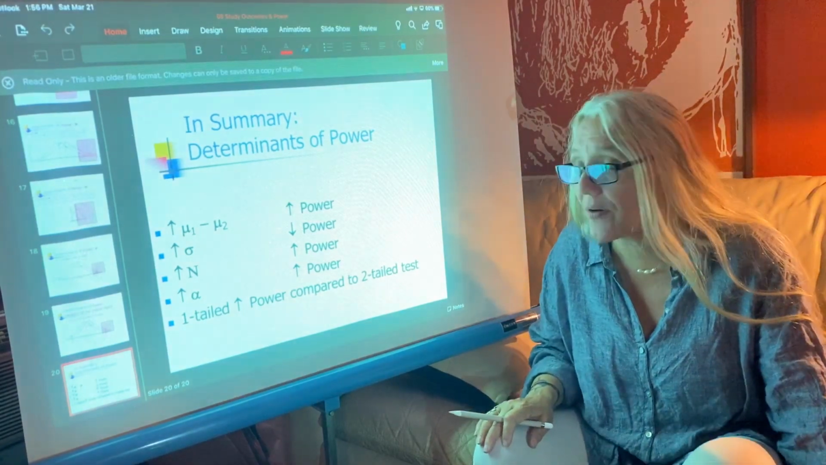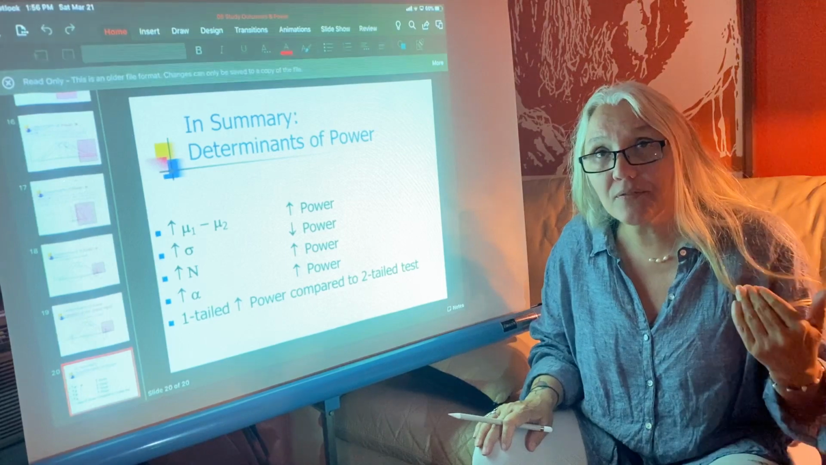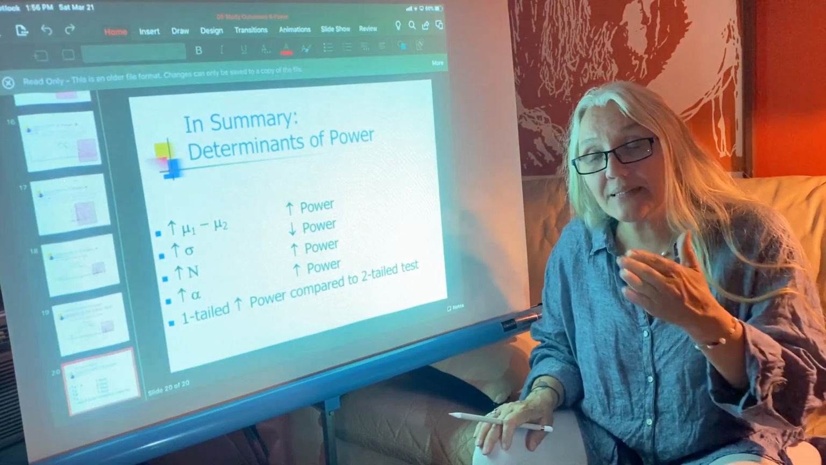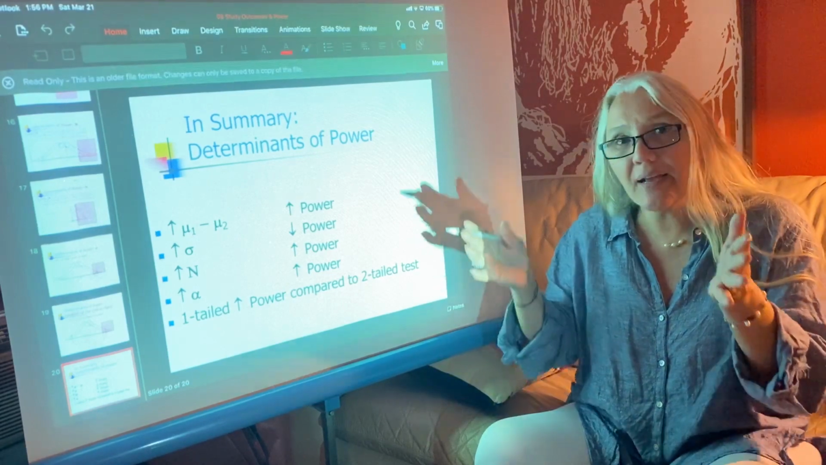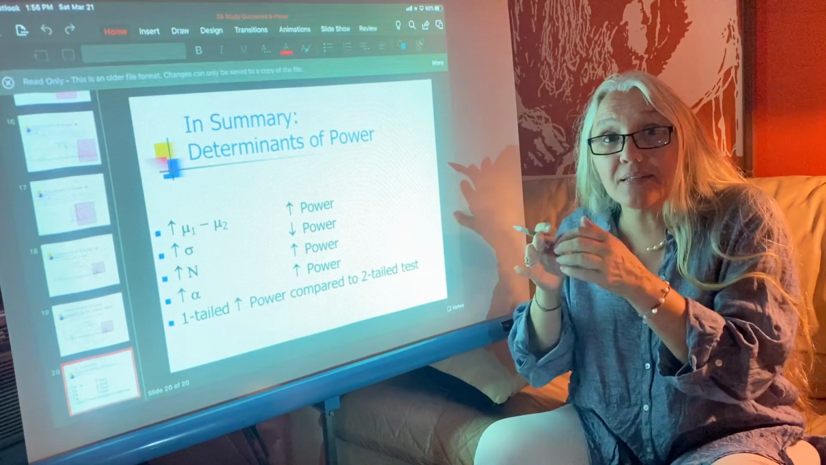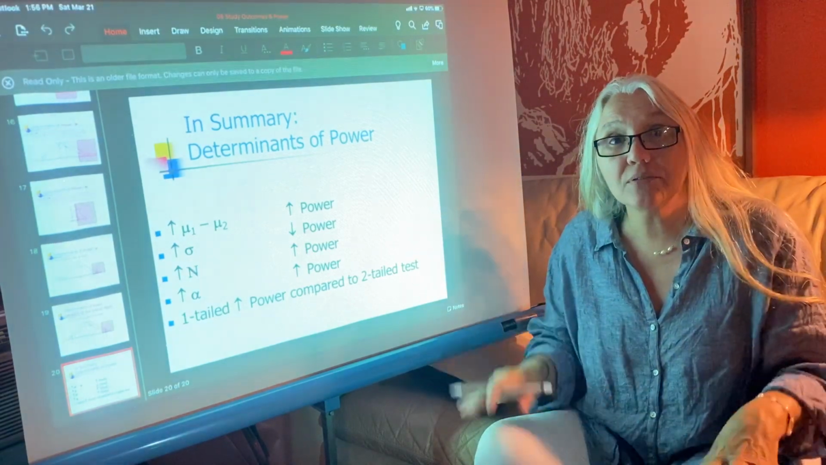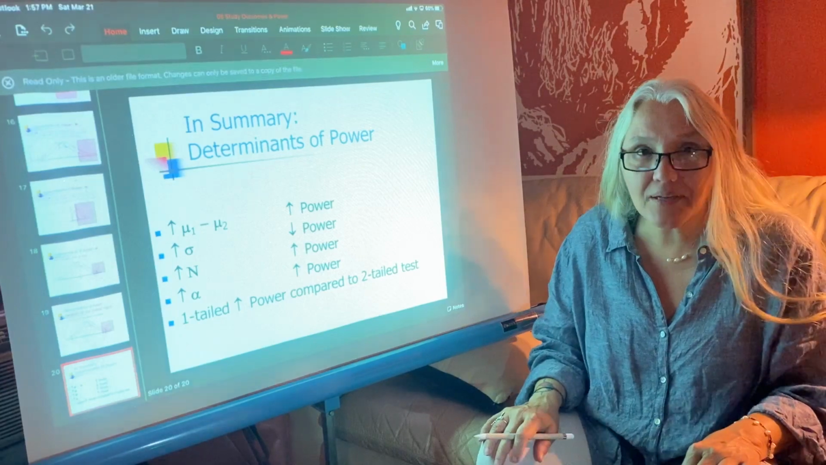One-tail tests are more powerful compared to two-tail tests. If you put the critical value in the correct tail, one-tail tests are more powerful because you have the entire critical region in one location instead of divided up between two locations. So there you go, study outcomes and power.